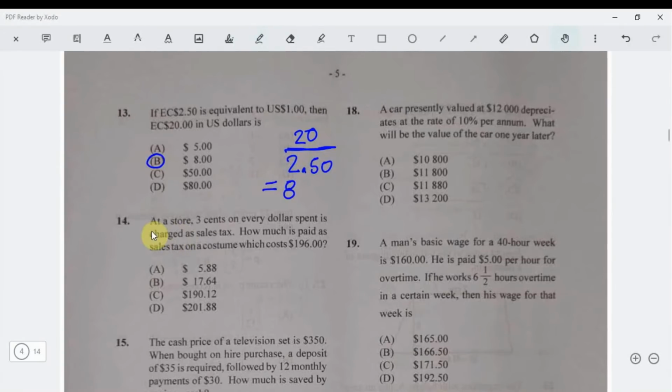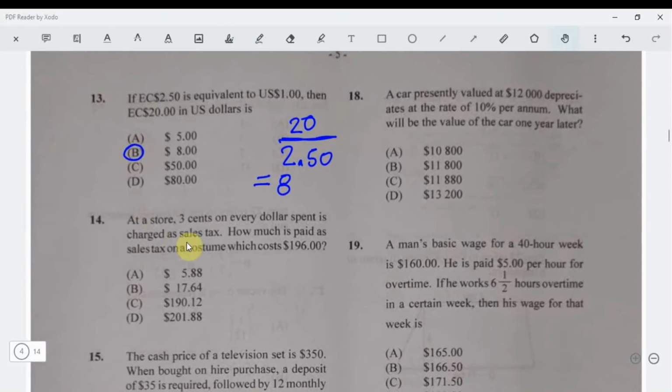Alright, question 14, it says, at a store, 3 cents on every dollar spent is charged as sales tax. How much is paid as sales tax on a costume which costs $196? Now notice every 3 cents on every dollar spent. 3 cents for every dollar, so what that means is for every $1, you're paying 0.03.